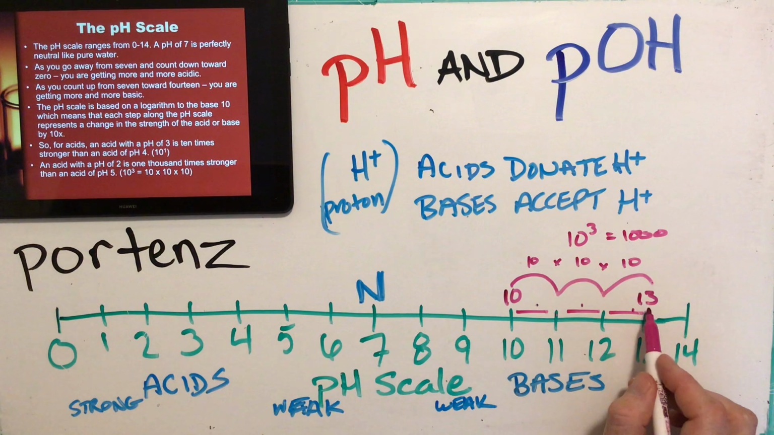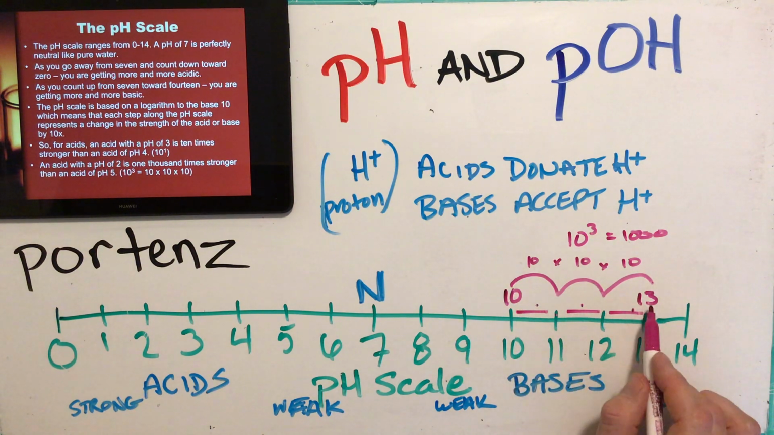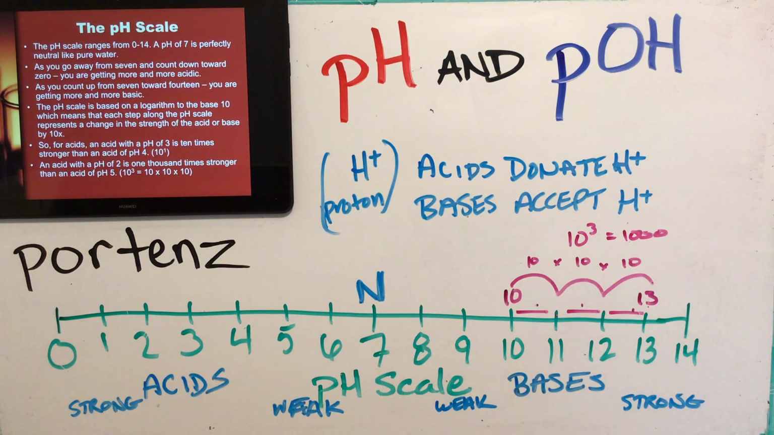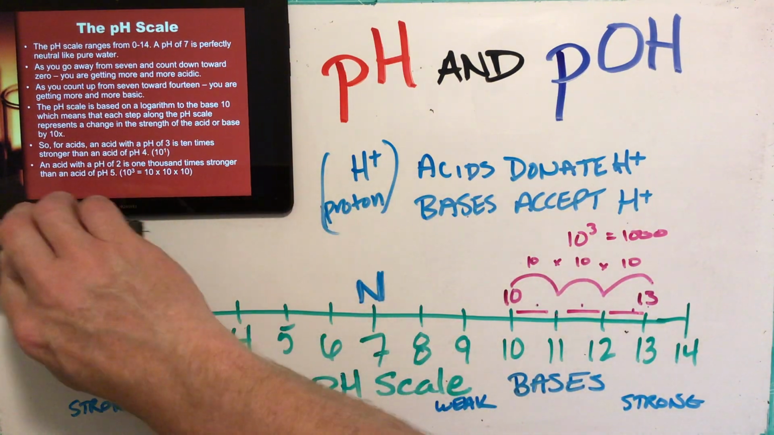Or we can say something with a pH of 10 is 1,000 times less basic than something that is 13. So you can compare it in one direction or the other. And it's the same for our acids as well.